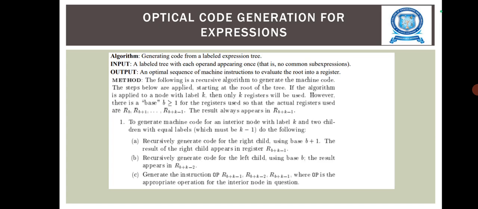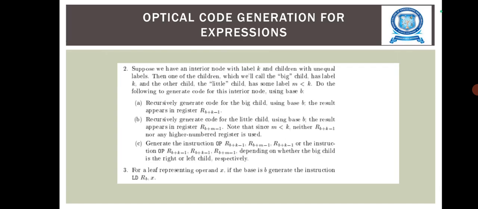To generate machine code for an interior node with the label k and two children with equal labels, which must be k minus 1, do the following. Recursively generate code for the right child using base b plus 1. The result of the right child appears in register R(b + k - 1). Recursively generate code for the left child using base b. The result appears in register R(b + k - 2). Generate the instruction OP R(b + k - 1), R(b + k - 2), R(b + k - 1), where OP is the appropriate operation for the interior node in question.